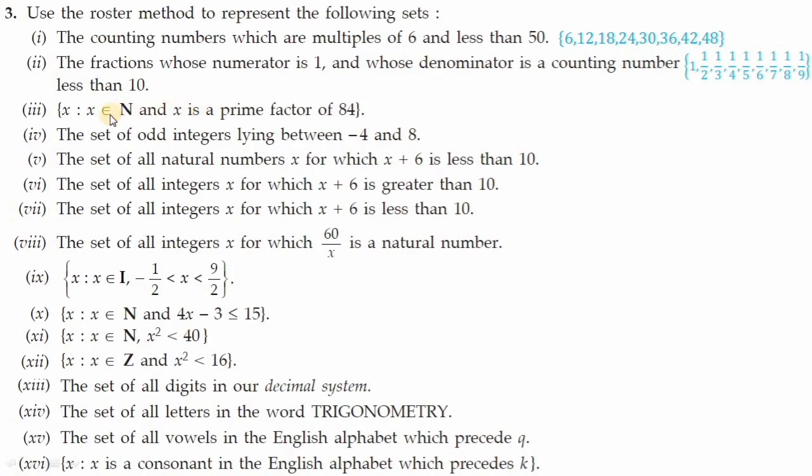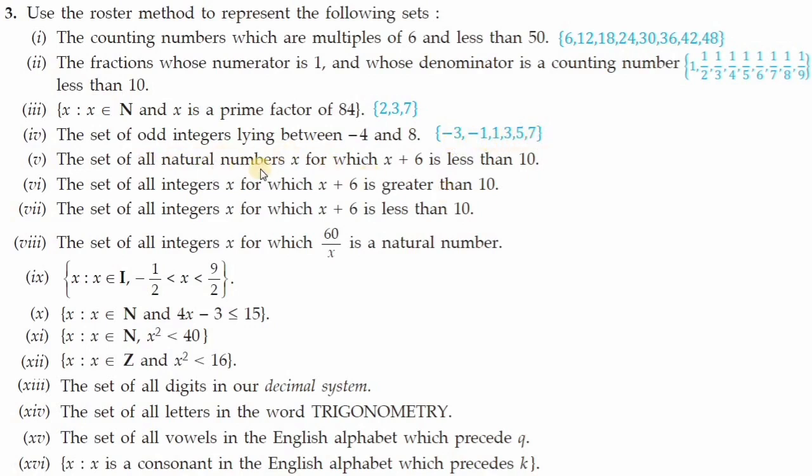Next is number 3, which says x. X is a natural number and x is a prime factor of 84. So basically this is a set containing prime factors of 84. If you factorize 84, out of all the factors, only 3, 2 and 7 will be prime numbers. All right, so the prime factors of 84 are 2, 3 and 7. Okay, fine. Now we have number 4, the set of odd integers lying between -4 and 8. Take a number line, and from the number line pick up the odd integers lying between -4 and 8. So the odd integers will be -3, -1, 1, 3, 5 and 7.